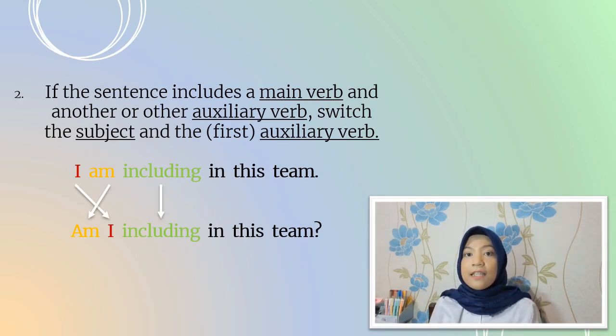Second, if the sentence includes a main verb and another or other auxiliary verbs, switch the subject and the first auxiliary verb. For example, I am including in this team. I is the subject, am is the auxiliary verb, including is the main verb. So our yes or no question is, am I including in this team?